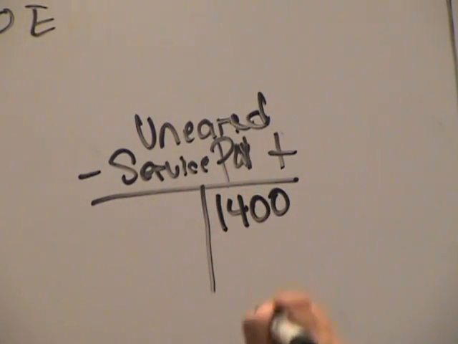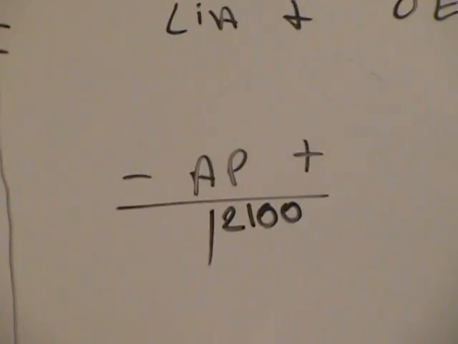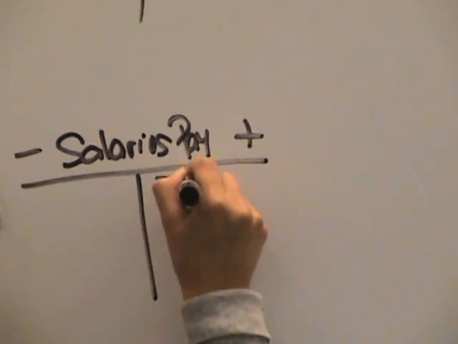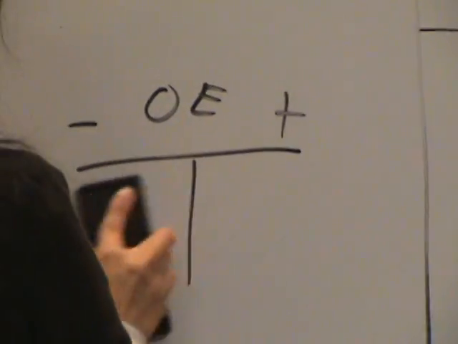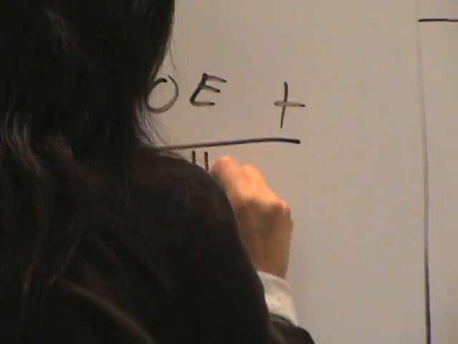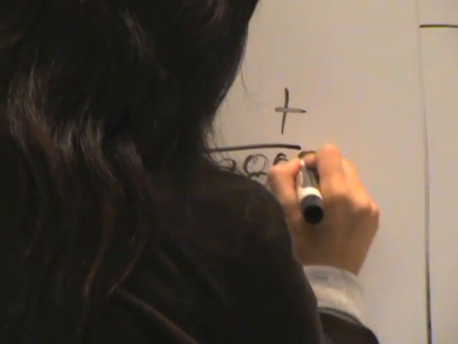Okay, then make an account for salaries payable at 500. Okay, cool. Now, owner's equity is 12,800. That's right. Okay, we're ready to go.